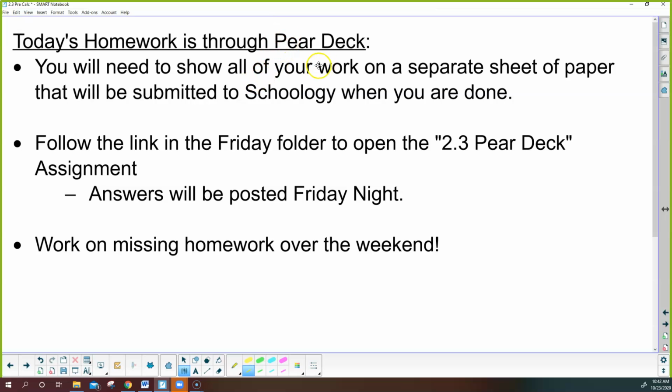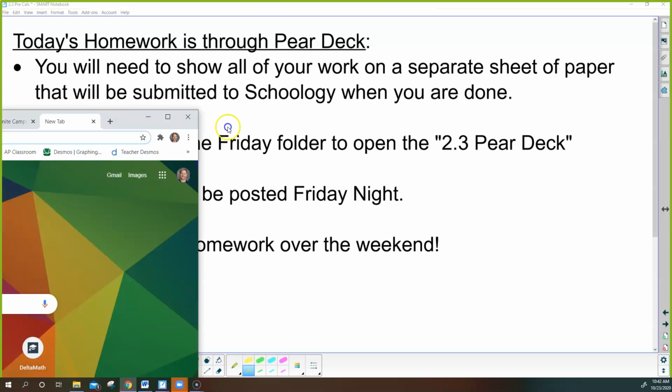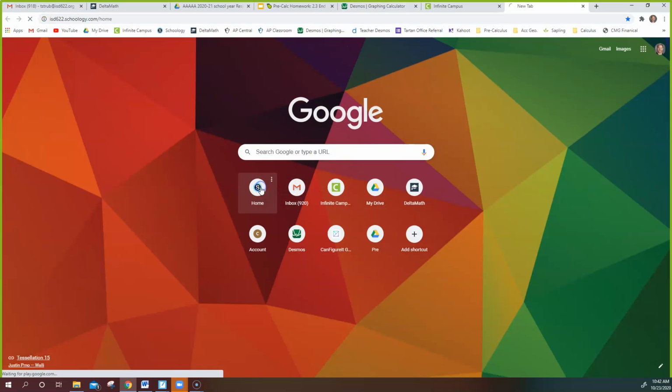So I'll be able to see the pair deck as you work on it, but I want to see your handwritten work. I want to see the long division. I want to see how you put the asymptotes for vertical and horizontal. And then you're just going to post those. And as soon as I can find my Schoology site, I'll show you what that looks like.